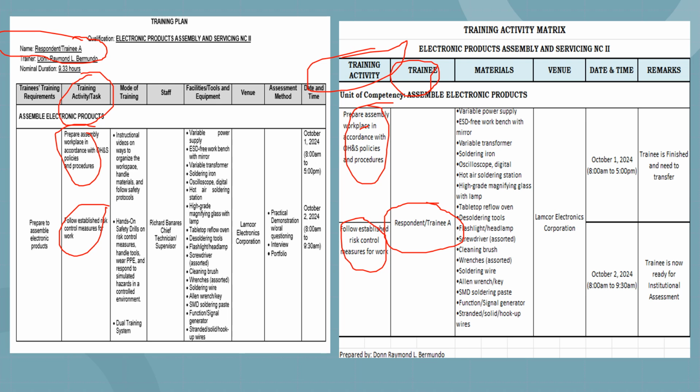Okay, materials. So when we say materials, you just get the facilities, tools, and equipment listed from your training plan and copy it here as your materials. Okay, for the venue, the venue which you have identified in your training plan. For example, in my case, I have here Lamcor Electronics Corporation and date and time.